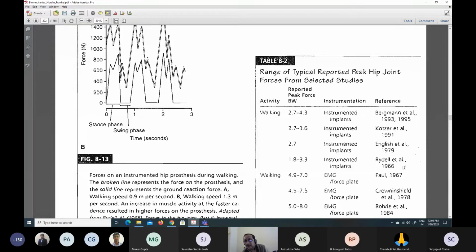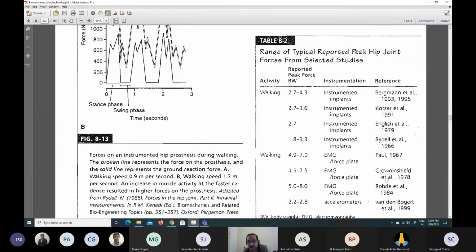For a long time, from 1966, 1967 till 1993, 1995, it is reported here in this book. But after that, the HIP98 published data was in 1998. They have come up with very precise calculations and measurements together, and they have reported for about 4 types of patients during walking.